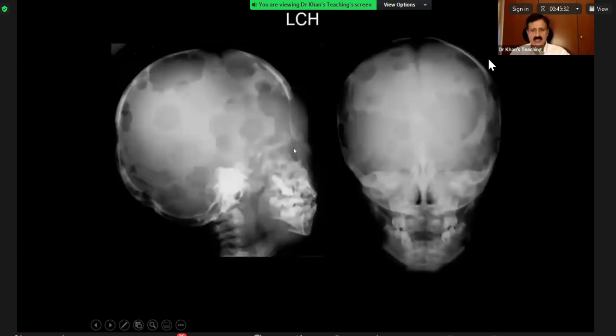Look at this case. At times, multifocal Langerhans cell histiocytosis can cause this. And if you start seeing them carefully, for example, just see this one, and you can see that there is a beveled edge here and another beveled edge here and here. So this finding is important for your exam.